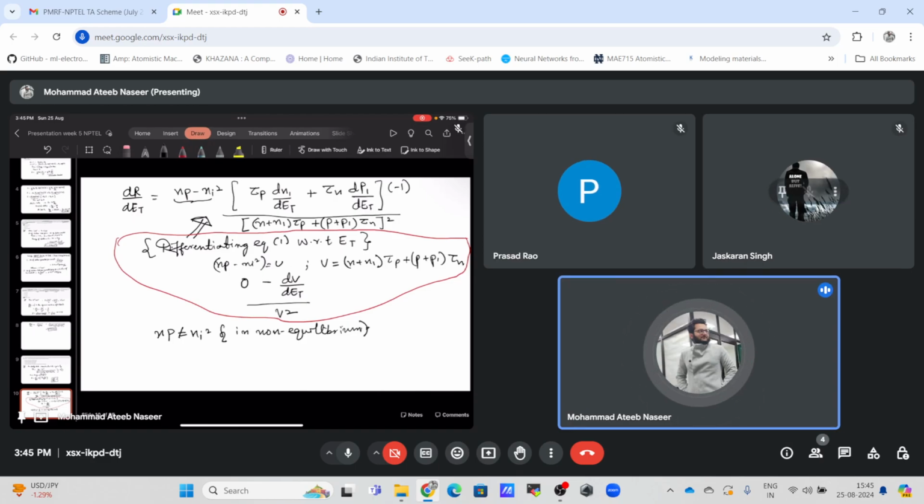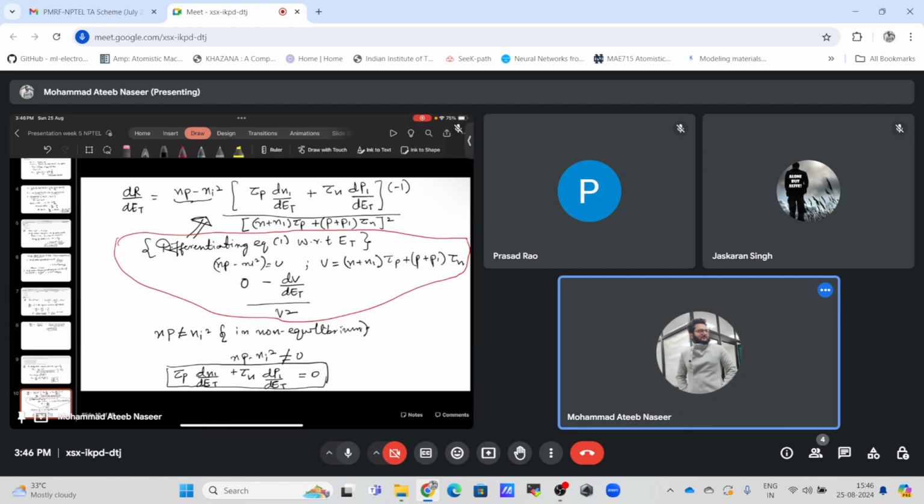So np cannot be equal to ni square. So this thing, np minus ni square, is not equal to 0, and the denominator cannot be equal to 0 either. So the only thing that can be equal to 0 is tau p times dn1 by dEt plus tau n dp1 by dEt. Because we are in non-equilibrium condition, np cannot be equal to ni square. We will have some delta n and delta p associated with the total electron and hole concentration itself.